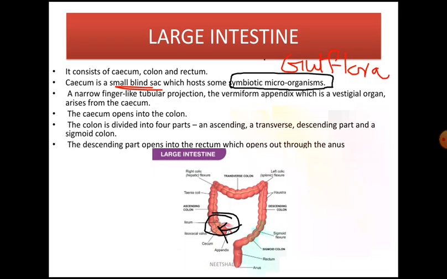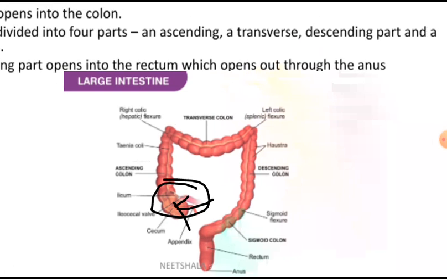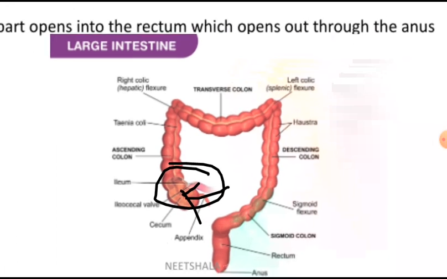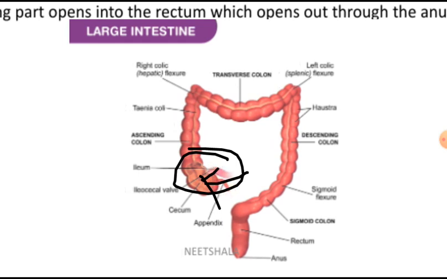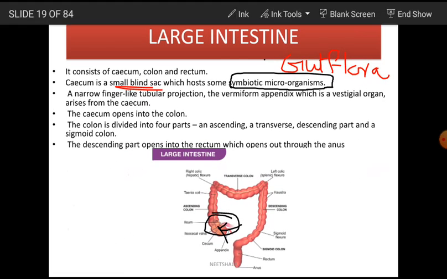I think I'm unable to zoom this picture. Yeah, here you can see a very small structure. You can see over here a very small finger-like structure. This small finger-like structure is known as the vermiform appendix.